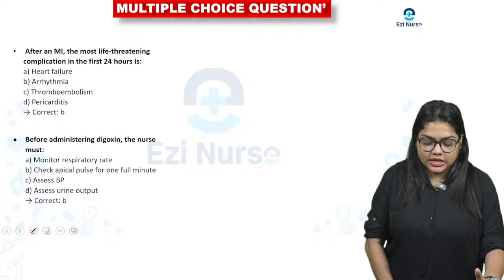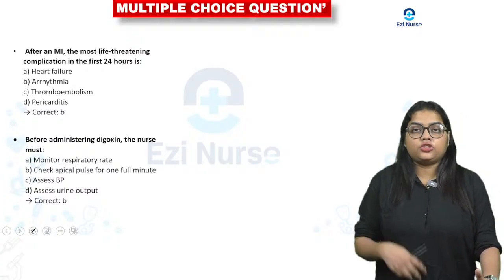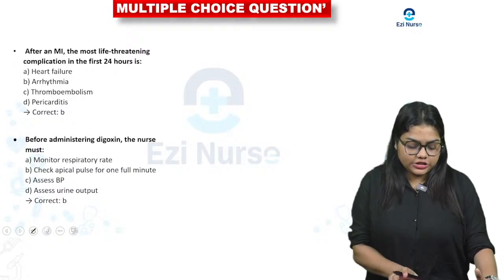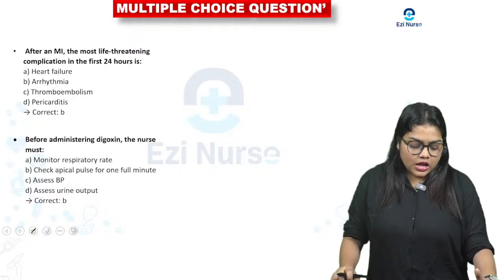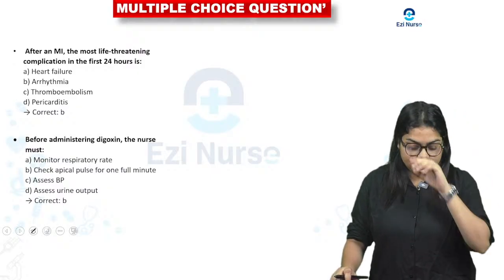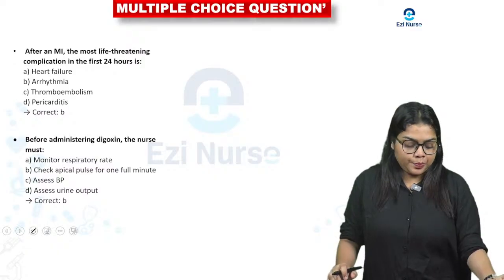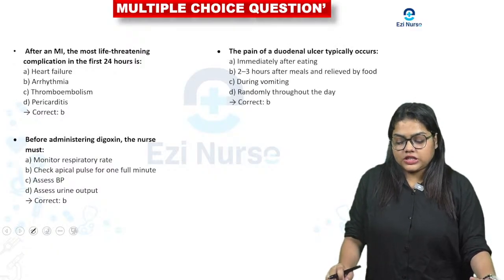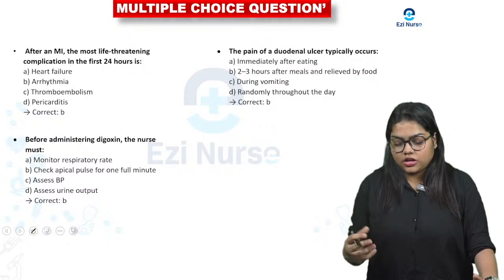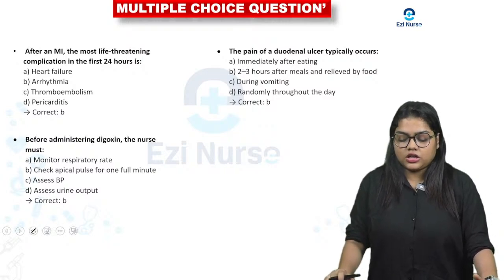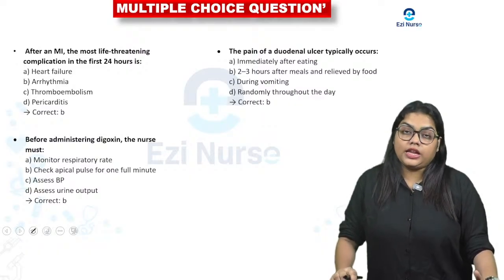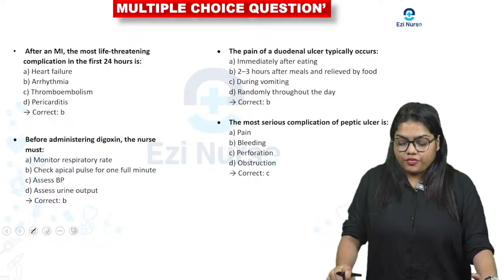Before administering digoxin, what should the nurse do? Before administering digoxin, she must check the apical pulse for one full minute to determine the pulse rate. The next question is, when does the pain of a duodenal ulcer typically occur? It typically occurs between two and three hours after a meal, and is relieved by food.